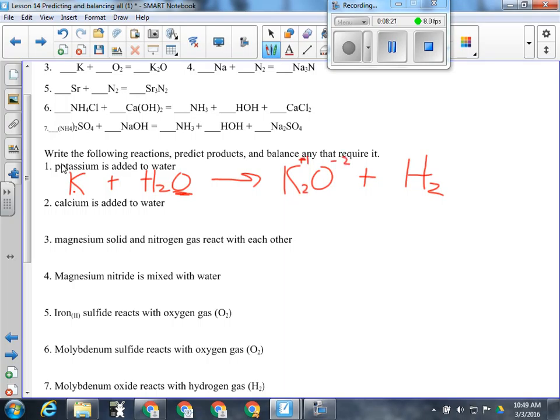So we'll have K2O, and then we can do our balancing. If I put a 2 over here, sorry, I don't mean to put a 2 over there. I need to put a 2 in front of this one. Everything is balanced, and it works.